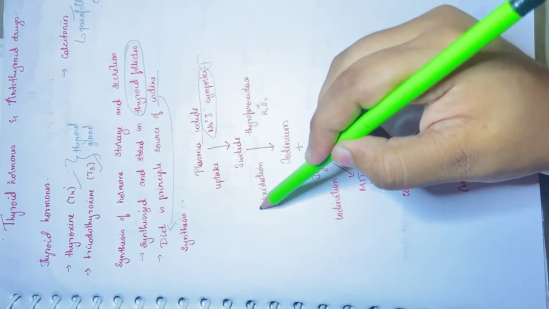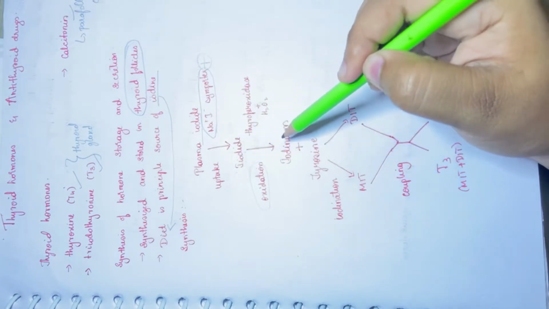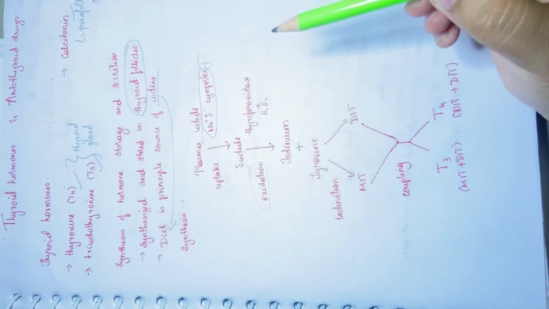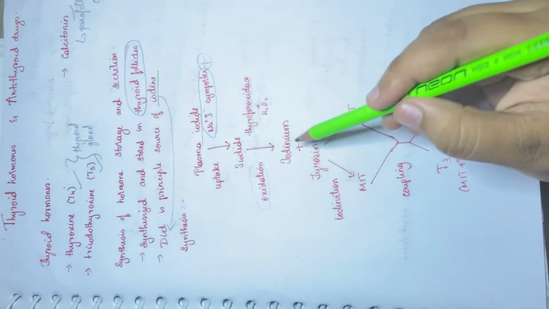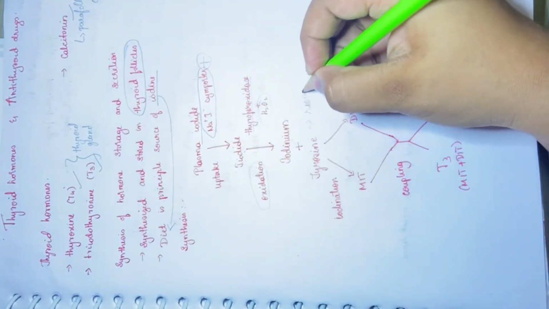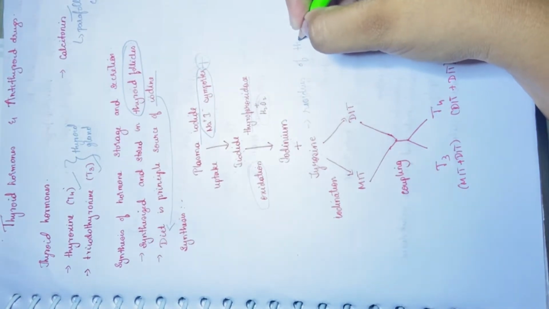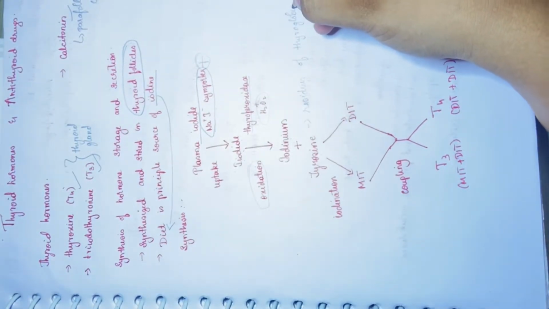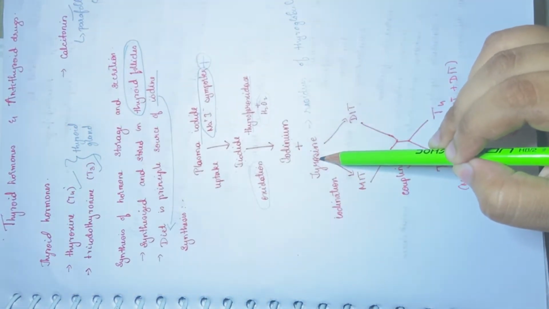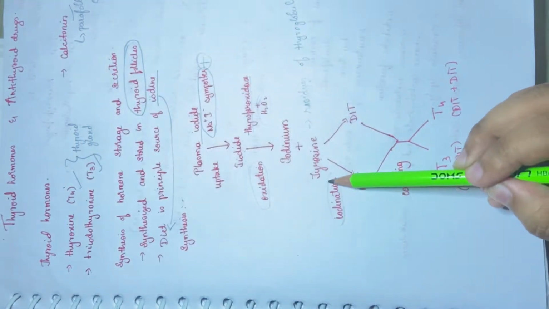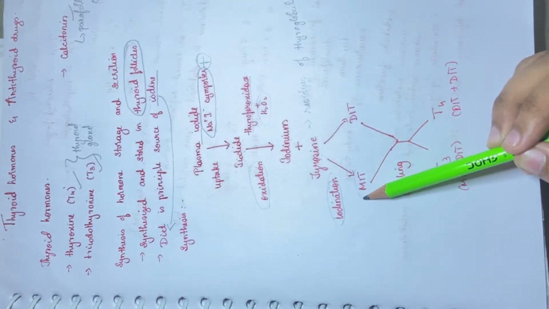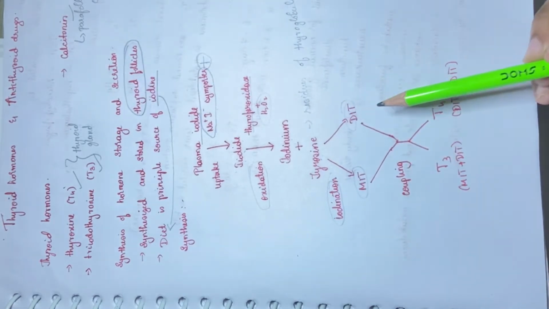Now the second step is oxidation. The iodide is oxidized into iodinium by thyroperoxidase with the help of hydrogen peroxide. Now this iodinium combines with tyrosine, which is residues of thyroglobulin, and undergoes iodination. This iodination results in the formation of monoiodotyrosine and diiodotyrosine.